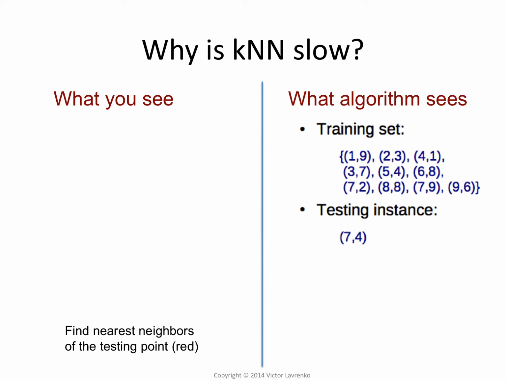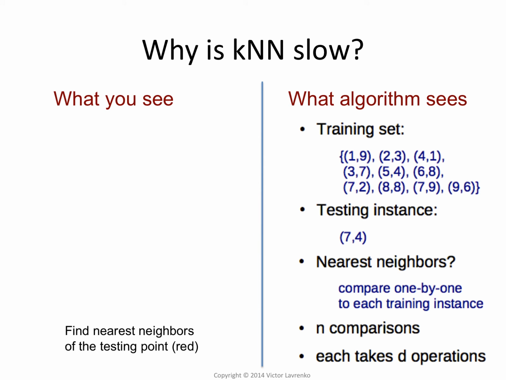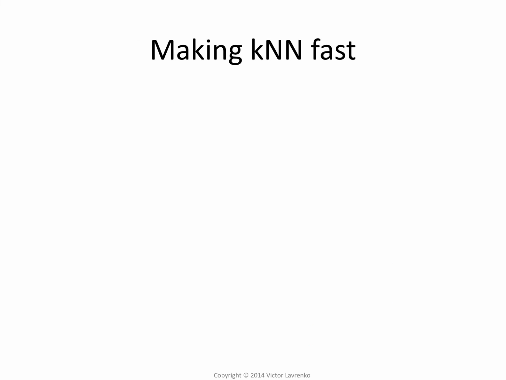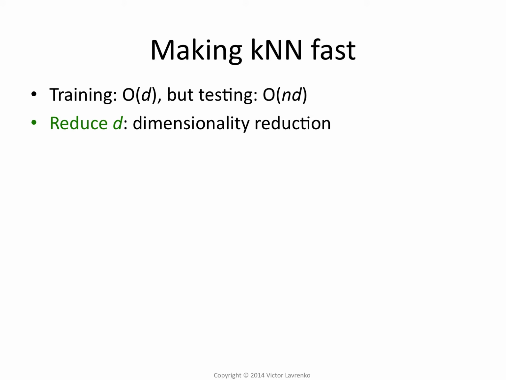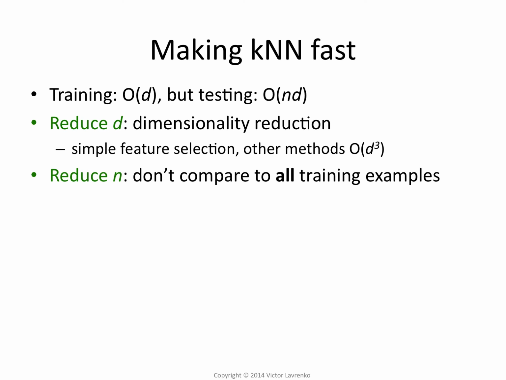So really the only way to figure out what the nearest neighbors are is to take the testing instance and compare it individually to every single one of the training instances. And that is slow. That involves n times d comparisons, where n is the number of training instances and d is the dimensionality you're working on. So the way you deal with it is you either try to reduce d by doing a similar technique like feature selection, or you try to reduce n.